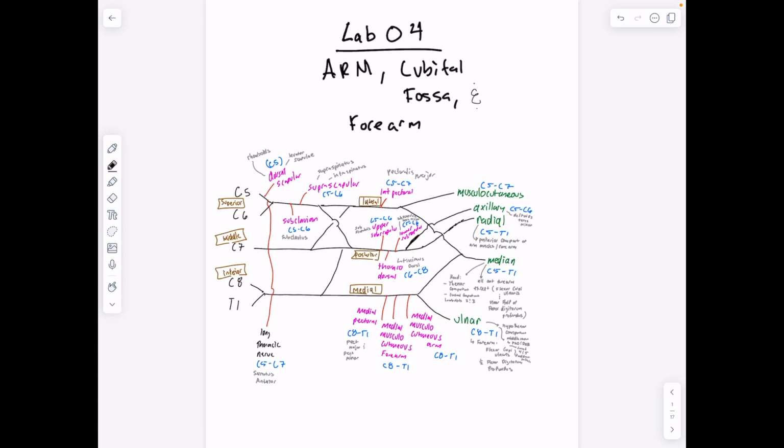All right, this is a review of Lab 4, which is arm, cubital fossa, and forearm. We're just going to go over the slides that are given to us. Before we do that, I just want to review the brachial plexus.